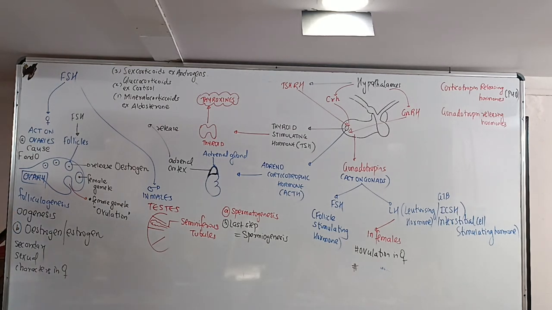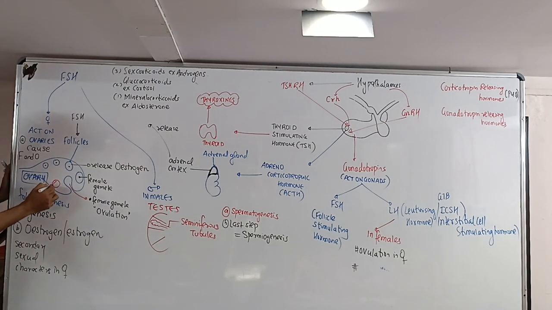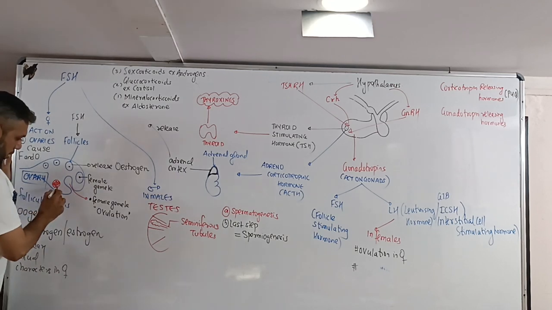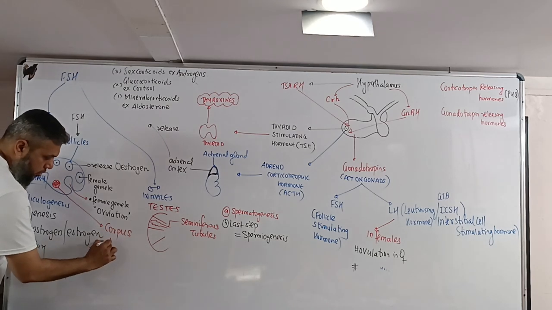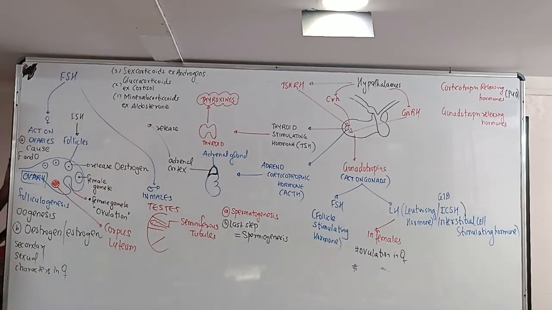Another thing it does is, inside the ovary, there is formation of a yellow colored body. What is the color? Yellow colored body. Don't look for yellow color. It is which colored body? Yellow colored body. This yellow colored body is called corpus luteum.